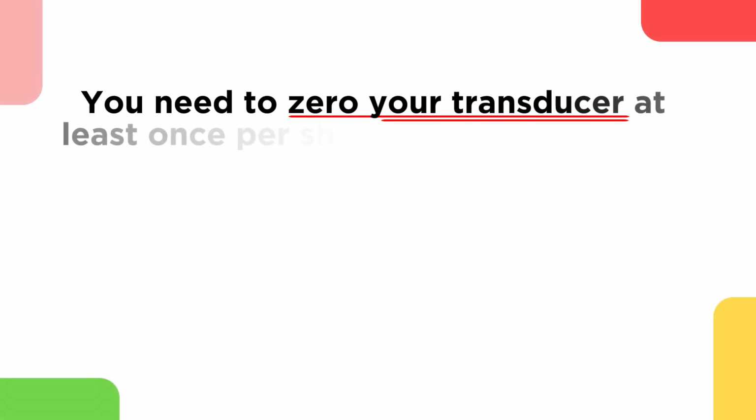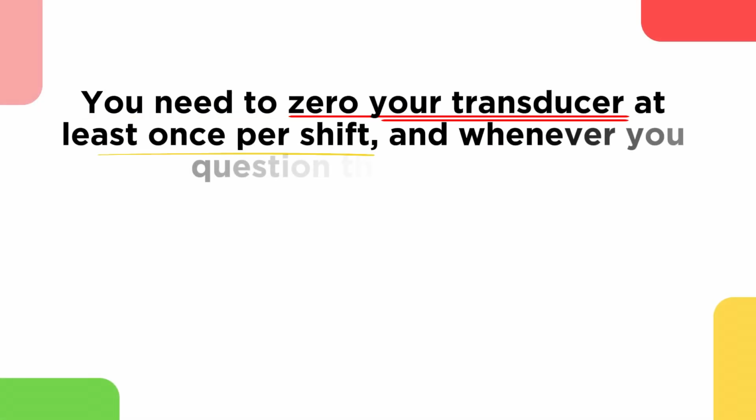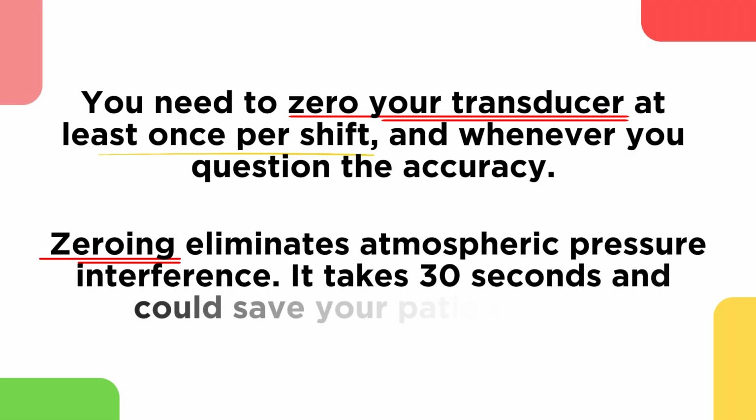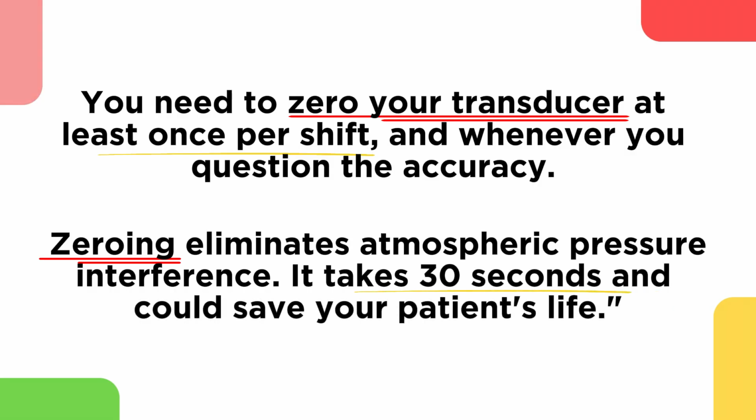Here's the critical skill. You need to zero your transducer at least once per shift, and whenever you question the accuracy. Zeroing eliminates atmospheric pressure interference. It takes 30 seconds and can save your patient's life.